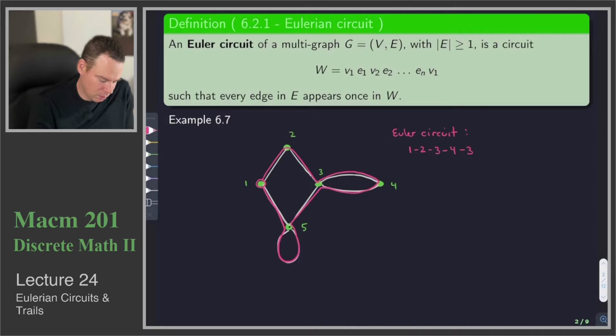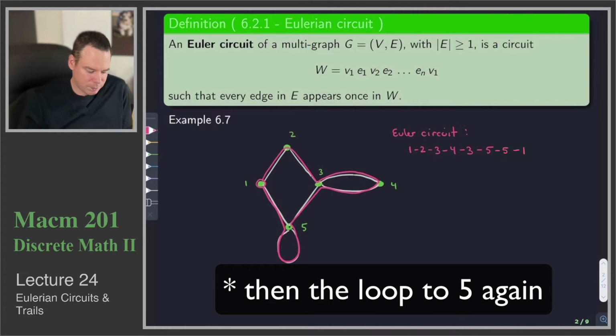We're just interested in the existence of an Euler circuit, and this list actually encodes two different ones. One where I use the upper edge to go out and the lower one to come back, and vice versa: the lower edge to go out and the upper edge to come back. So now I'm at vertex 3. I go to vertex 5 and then vertex 1.